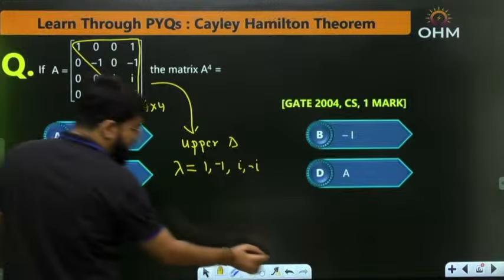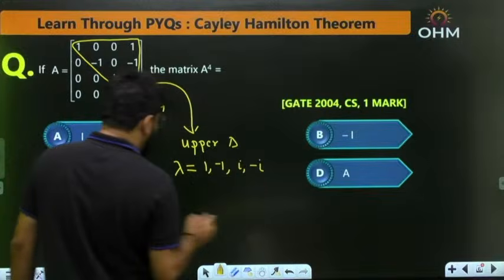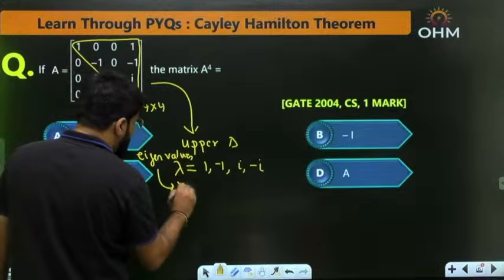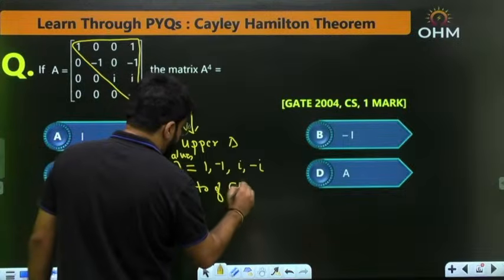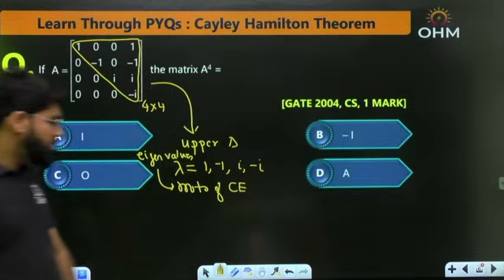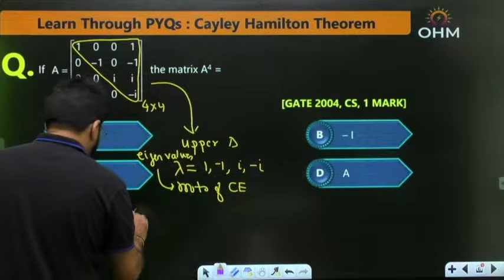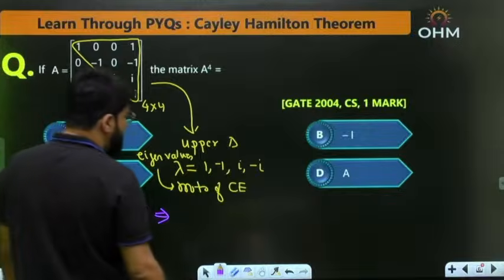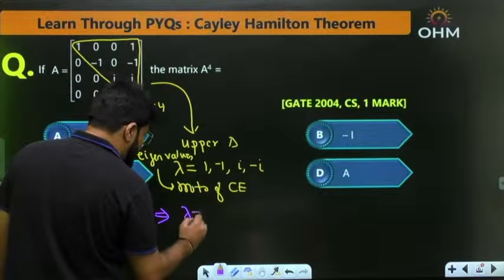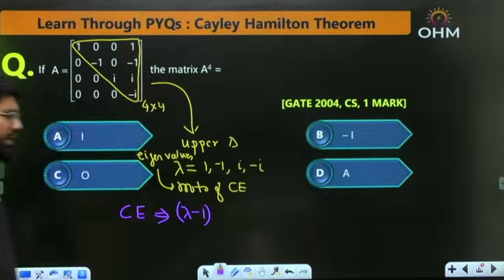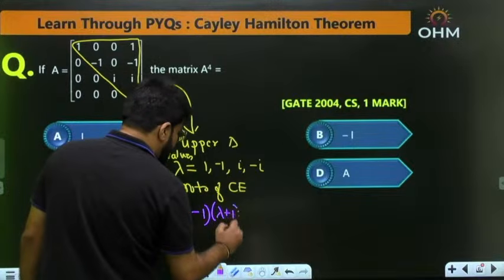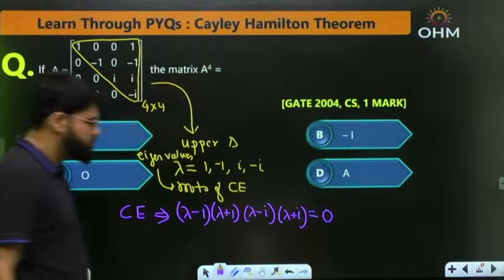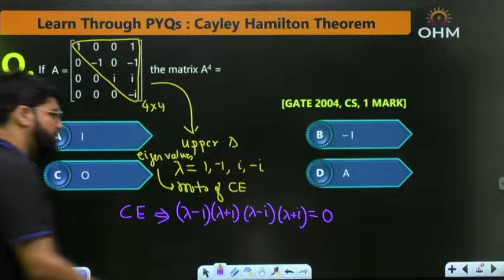So I have started this question with the eigenvalue calculation. And what are the eigenvalues? Eigenvalues are also known as roots of the characteristic equation. So dear, what should be the characteristic equation here? If lambda equal to 1 is a root, the characteristic equation should have a factor lambda minus 1. Then next is lambda plus 1. Next is lambda minus i. Next is lambda plus i. This is equal to 0. Lambda minus 1, lambda plus 1, lambda minus i, lambda plus i equal to 0.